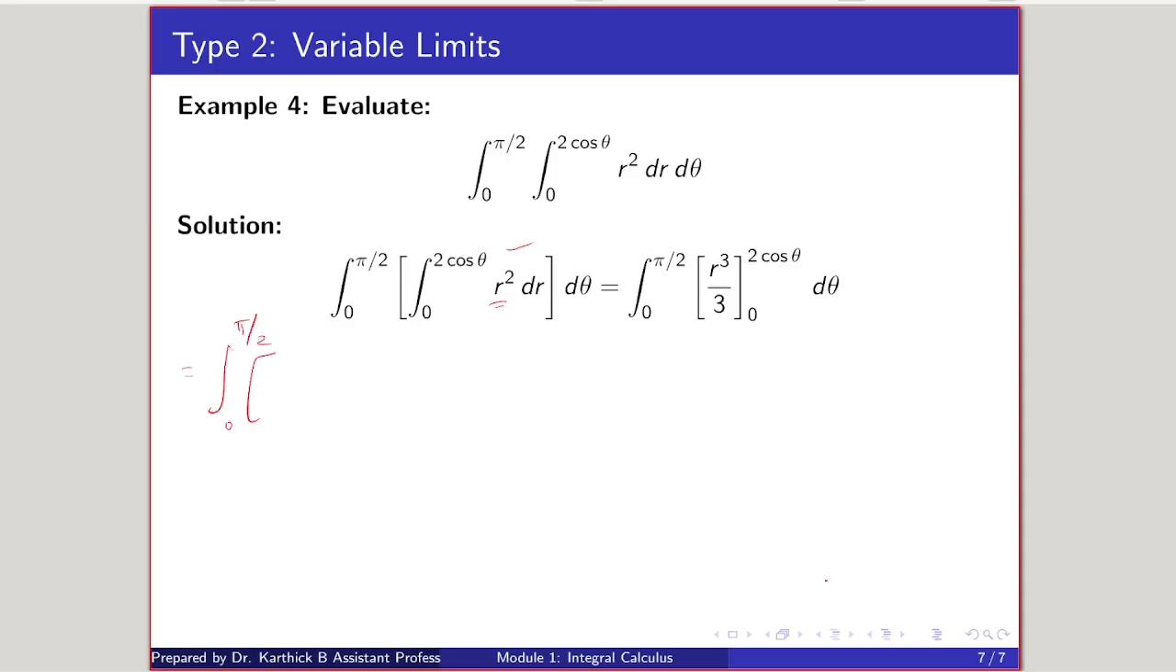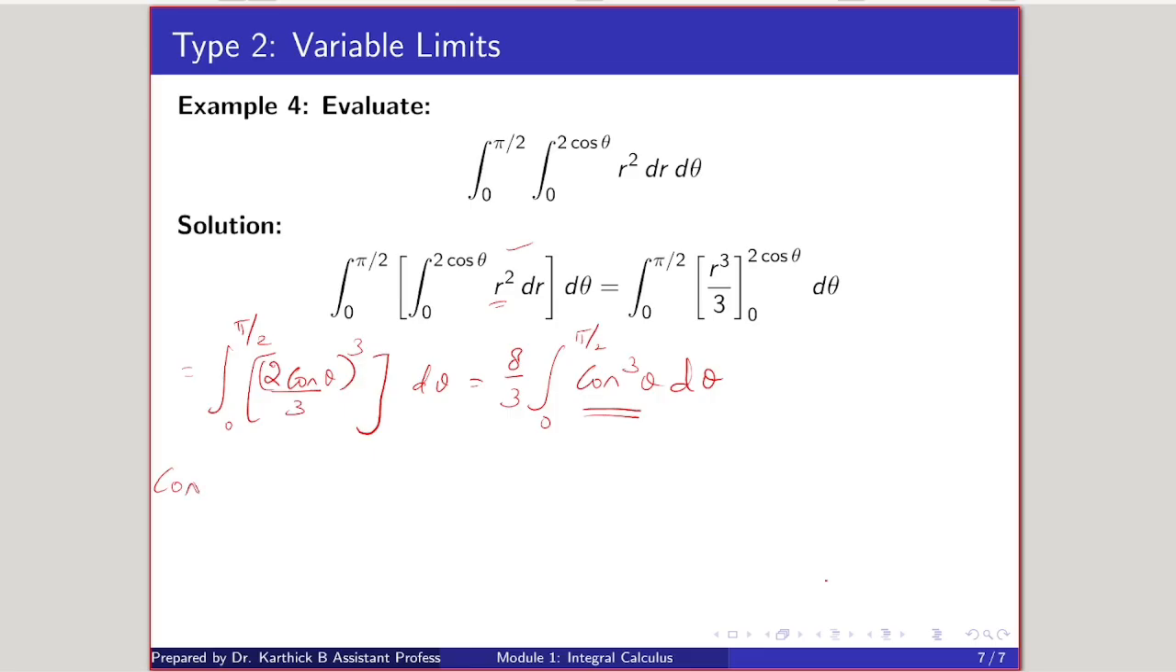So how will it be? Pi by 2 and 2 cos theta whole cube by 3. 0 becomes 0, so d theta. So 2 cube will be 8. I may keep 8 by 3 as a constant, then 0 to pi by 2. Then the remaining is cos cube theta d theta. Same as the previous problem, integrating cos cube theta will be harder, so we may use a formula.